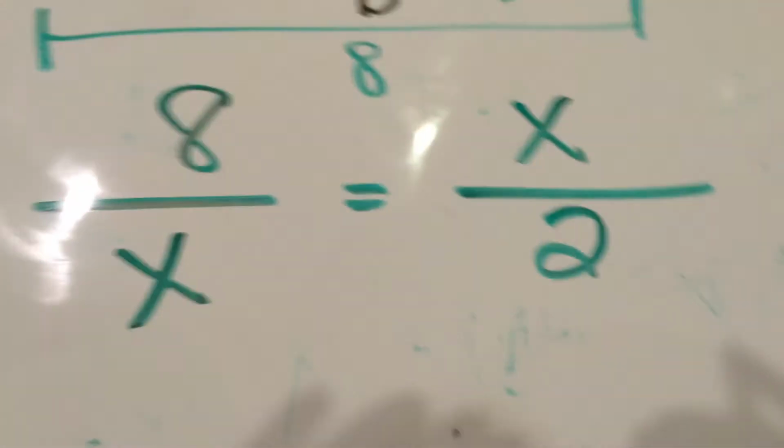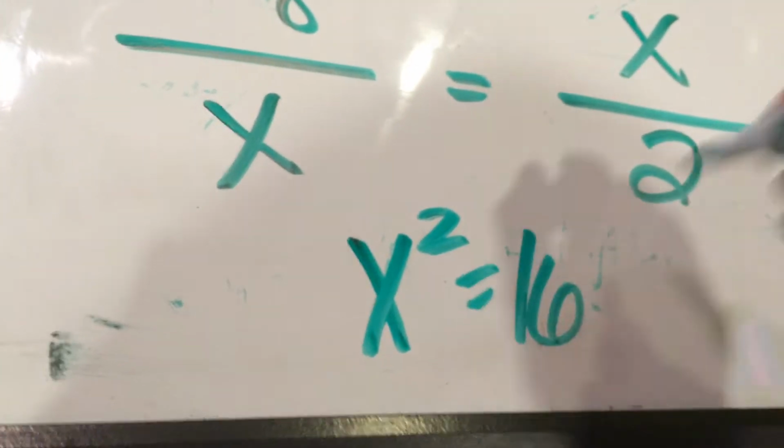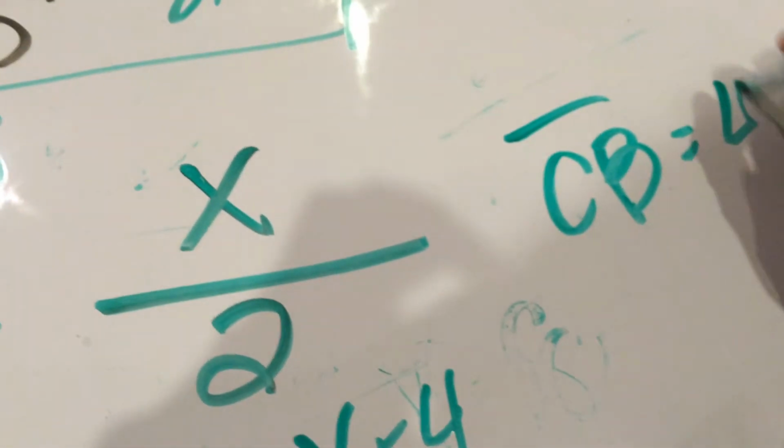That's all it is. Now we have x squared is equal to 16. X is equal to 4. So the line CB is equal to 4.